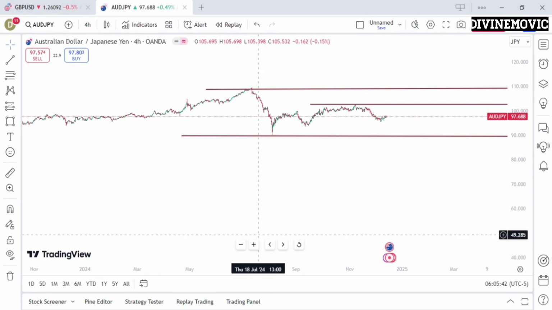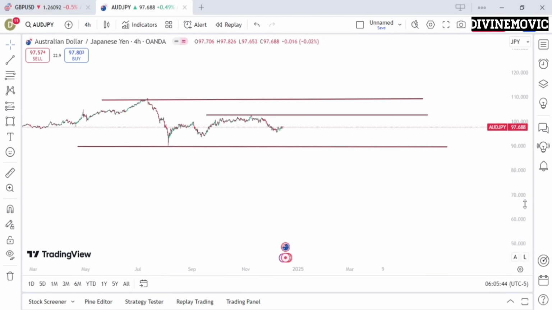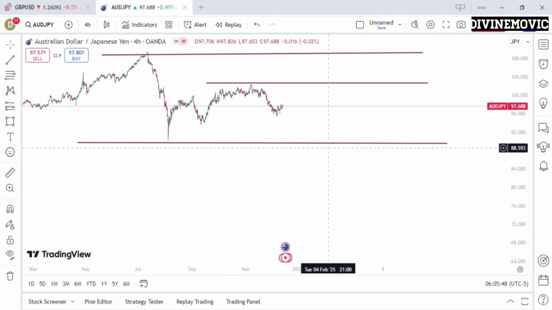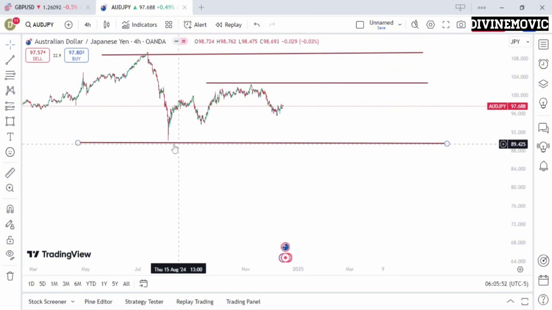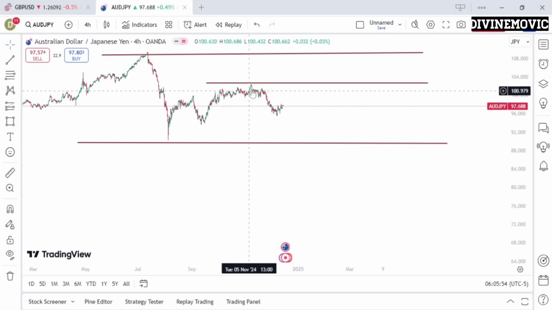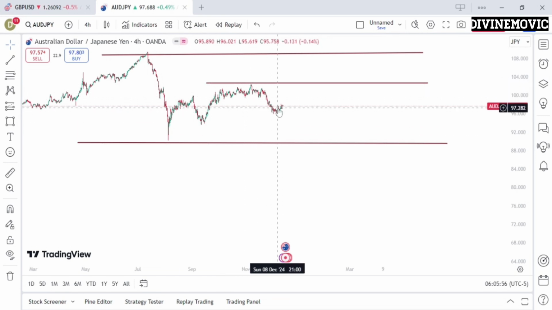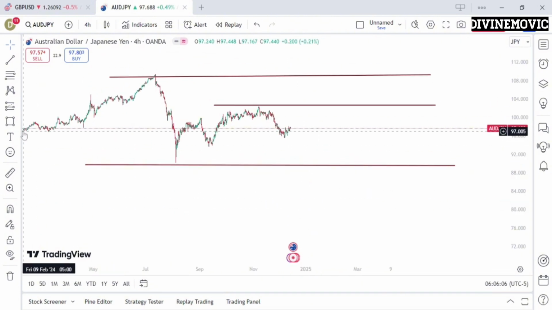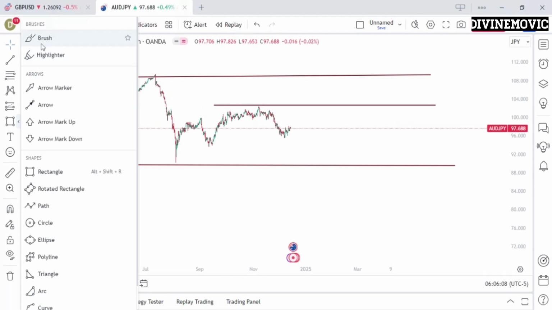Now, for us to understand market structure, we want to simply understand market structure from this point of key level and this point of key level because they are the most recent key levels, right? We want to simply see how price moves from this key level to this key level and know if price is going to continue to the next point of key level or price is simply going to go to the support key level. And for us to do that, we want to simply use market structure to understand that. And let me use this brush to identify the market structure.